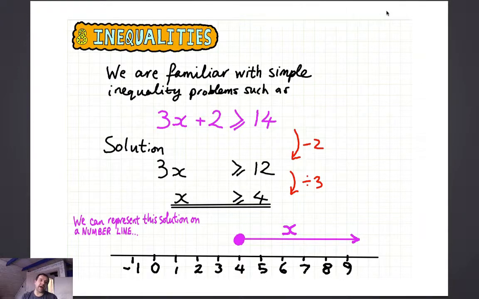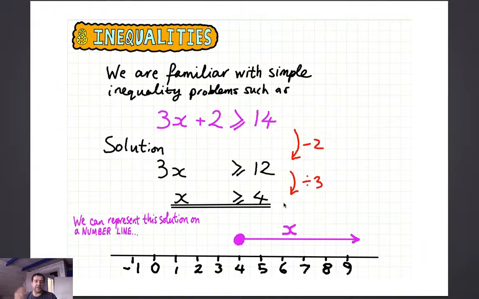So on to Chapter 8 of MYP4 Unit 2, and it's all about inequalities. You're familiar with simple inequality problems, so 3x plus 2 greater than or equal to 14. Just treat them like equations. Take away 2 from each side to get 3x greater than or equal to 12, and then divide by 3 to get x greater than or equal to 4.